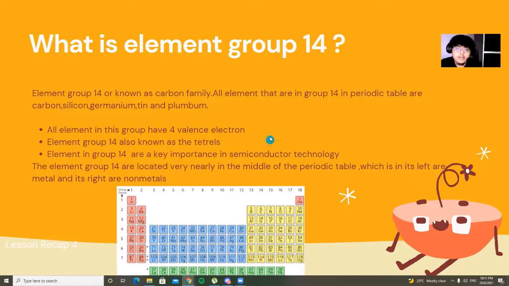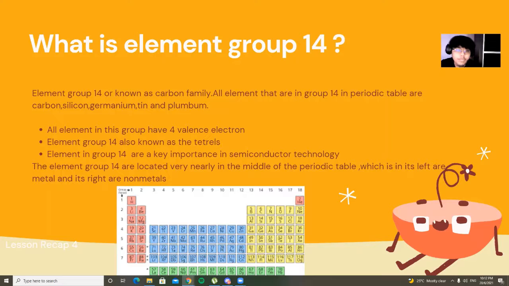And there are a lot of elements. The elements included in group 14 are carbon, silicon, germanium, tin, and plumbum. The reason why all of these elements are called a carbon family is that they have the same 4 valence electrons, and also scientists assume that it's called a carbon family because all of these different elements give the same properties as the carbon element.